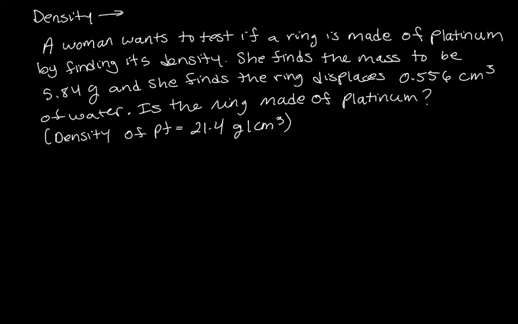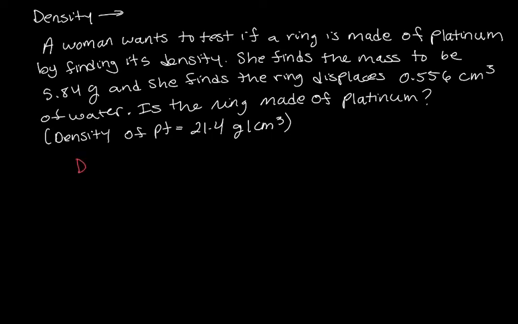So we studied density, and now we want to do an example to understand how we come up with a density in a given experiment. A woman wants to test if a ring is made out of platinum by finding its density. She finds the mass to be 5.84 grams, and she finds the ring displaces 0.556 cubic centimeters of water. Is the ring made out of platinum? And we are given the actual density of platinum that we must compare it to.